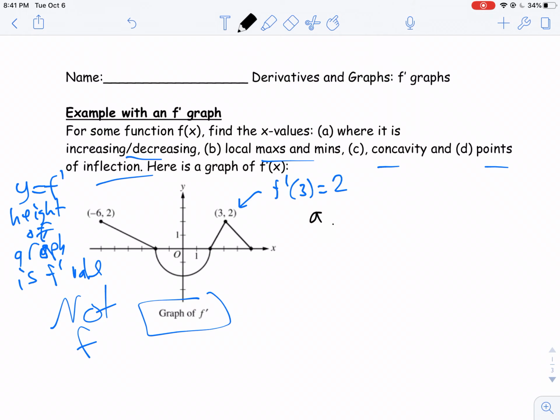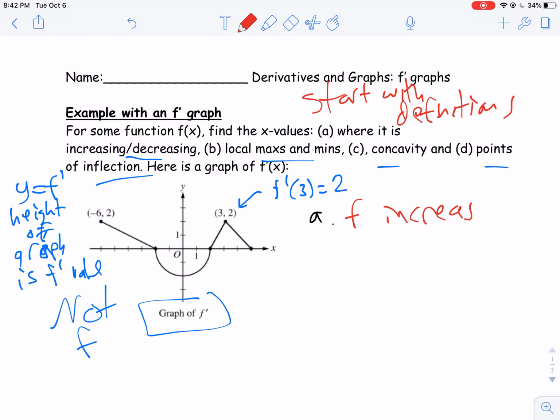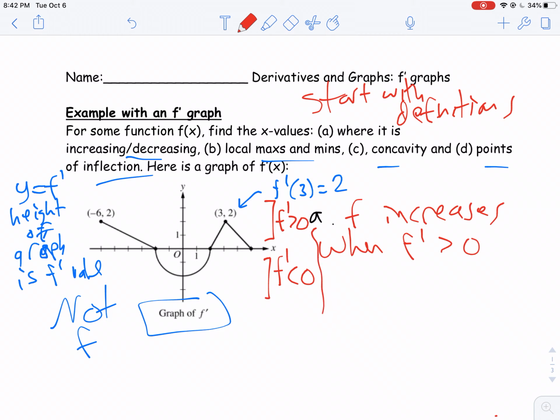And again, what I want to remind you on these problems is to start with the definitions. We want to practice writing these up cleanly and using the proper mathematical definitions. So we say, where is it increasing or decreasing? Let's go to our definition. f increases when my f prime is positive. Whenever we're above the x-axis, because my y value is f prime, my f prime is positive. Anywhere below the axis, my f prime is negative. So we're increasing when f prime is greater than 0.